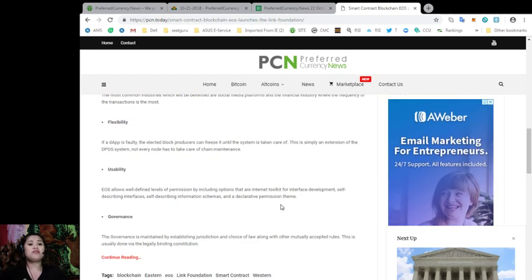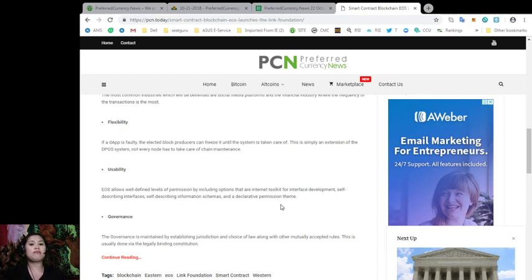Second is EOS's flexibility. If a decentralized application is faulty, then the elected block producers can freeze it until the system is taken care of. This is simply an extension of the DPoS system, and not every node has to take care of the chain maintenance. So it will save you more time if something goes wrong with a decentralized application that you are using, thanks to the DPoS system that the EOS blockchain is using.